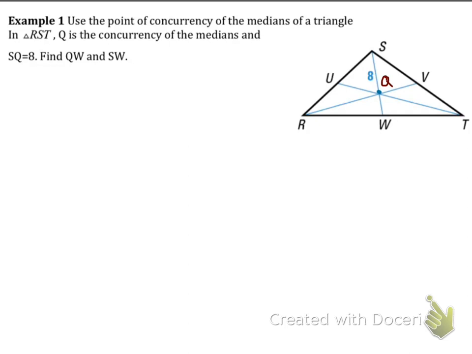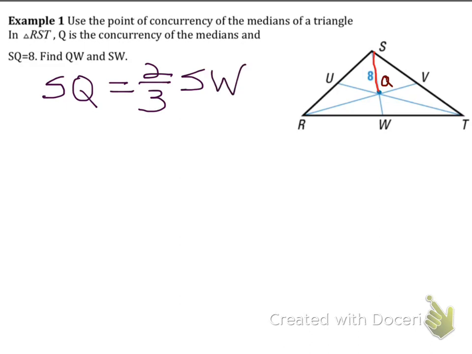So let me change this to red. So SQ is this little red piece right here. So how is that related, if you remember from the discussion on the previous page? Because we have to set up an equation. Okay, so SQ will be 2/3 of the length of SW. That is what you need to establish first. Now, they told us that SQ is 8, so under SQ, you're going to put an 8. 8 equals 2/3 SW.